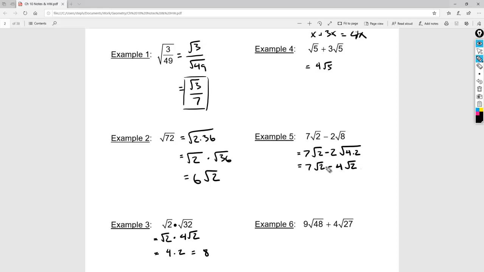Now I can combine. So I see that I have square root of 2, square root of 2. I have two like terms, so I can combine them, and I'm just going to subtract the coefficients, so this will be 3 root 2.